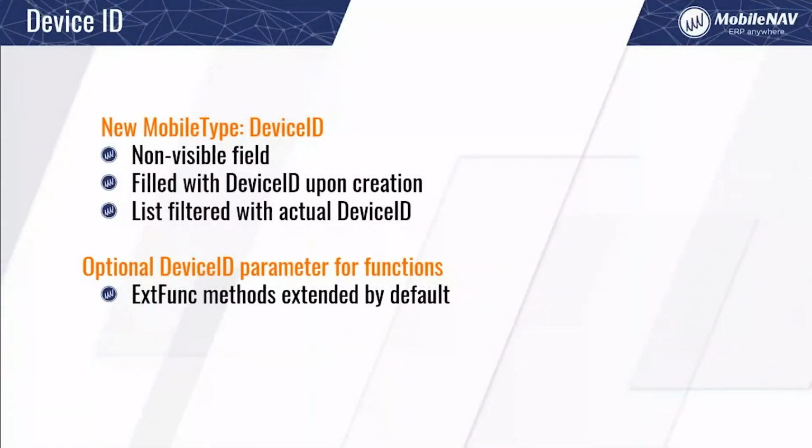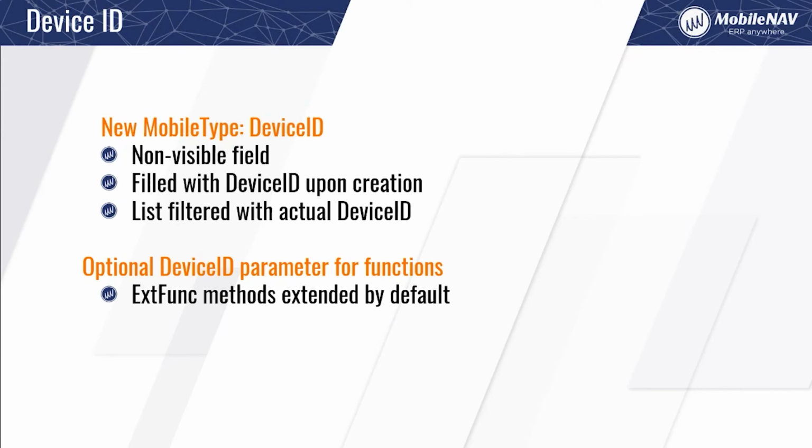Yeah, next feature, device ID. This is a smaller feature, I would say. We have introduced a new mobile type, which is device ID, and you can flag a certain field with this mobile type. This should be a non-visible field, and basically it is used for registering the device ID of the actual device. So when you are, for example, creating a new record in that page, then the actual device ID will automatically upload into that field, and this is a non-visible field, of course.